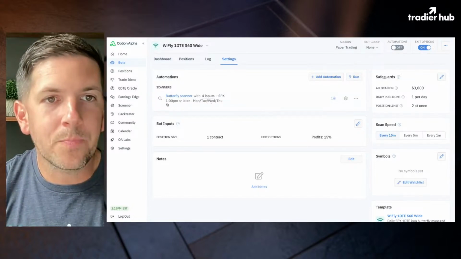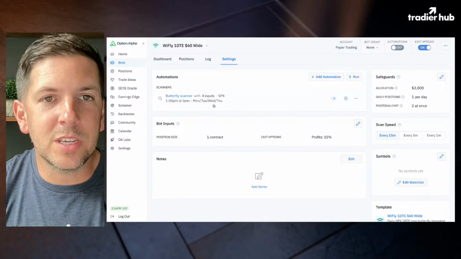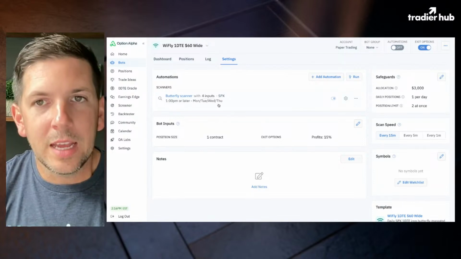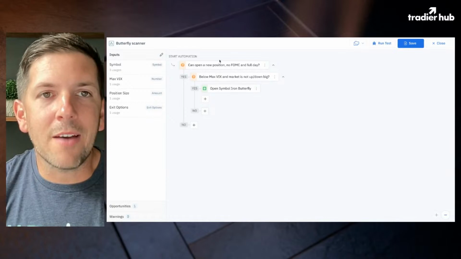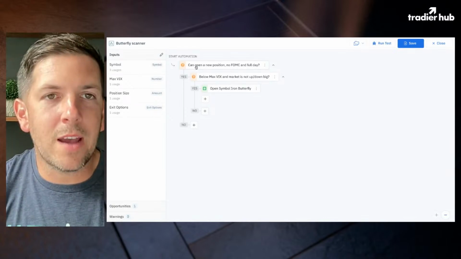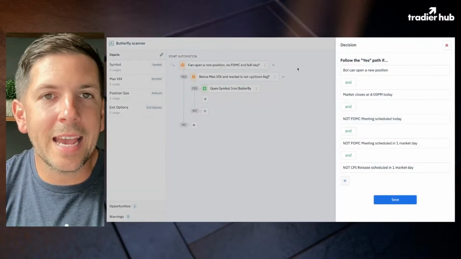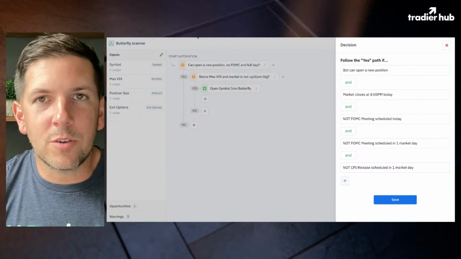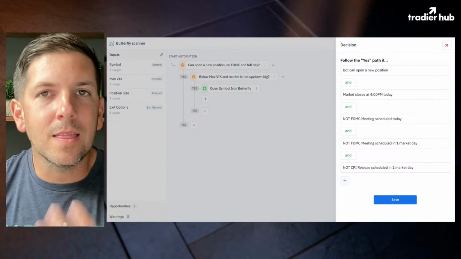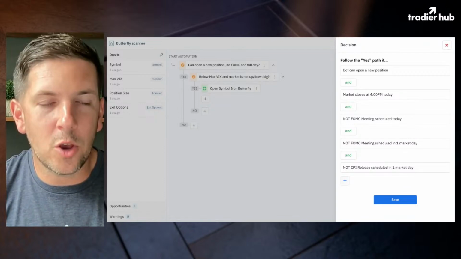So it's going to be running 1 p.m. or later, Monday, Tuesday, Wednesday, and Thursday only. So inside of the actual automation itself, here is what we have. The first thing that we have is this decision to see if the bot can open a new position. This is where you're going to put all of your decision criteria just to even allow the bot to attempt to open a new position.